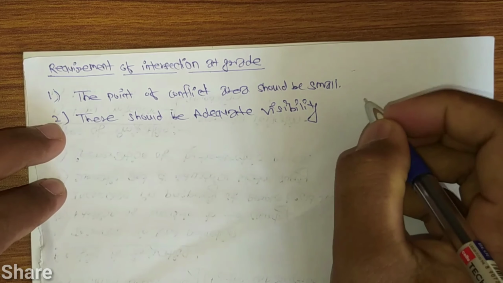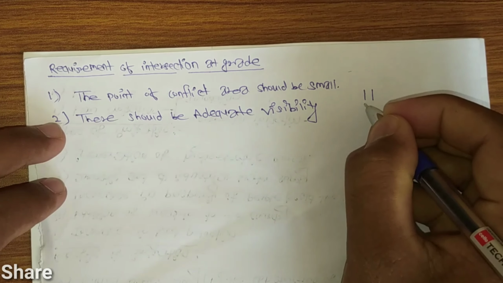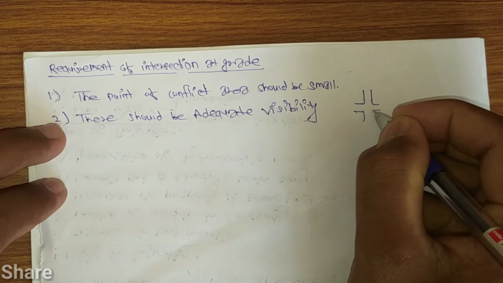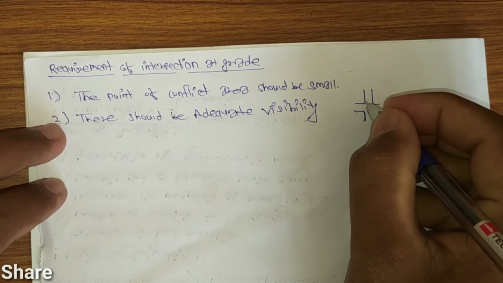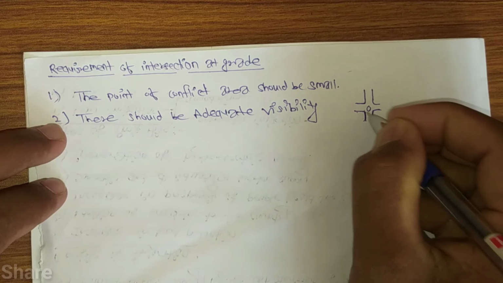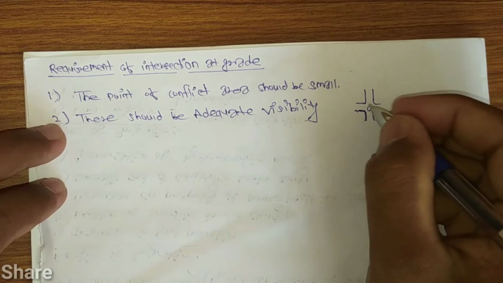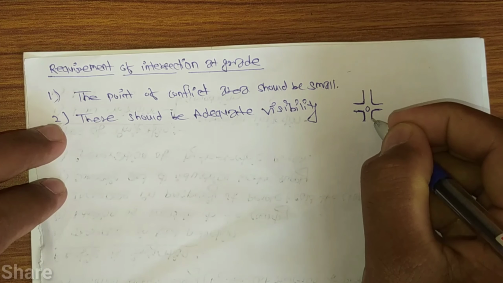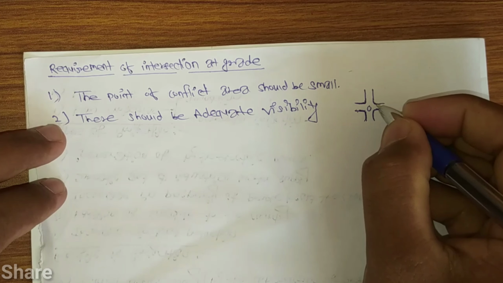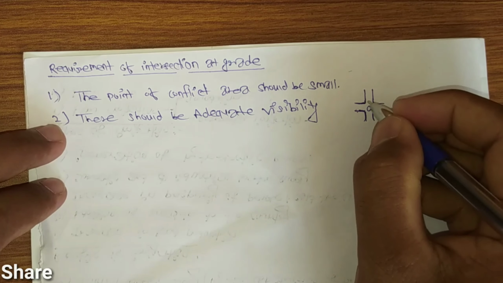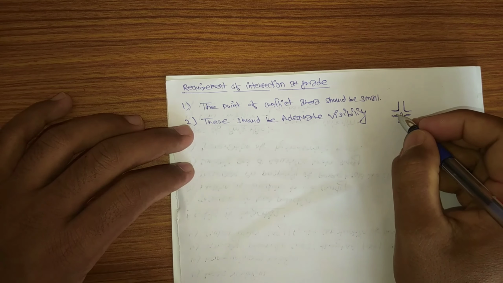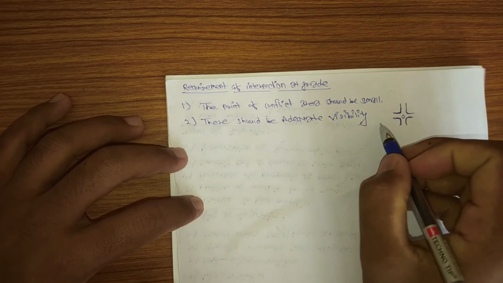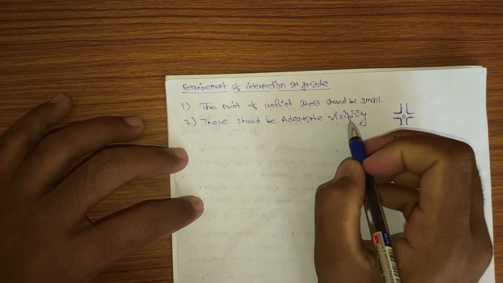It means in the intersection, suppose this is the intersection. There should be proper light in the intersection design so that the vehicles can easily move, and this curve should not be rectangular, it should be circular so that the vehicles can easily turn by seeing the other vehicles. So that is the point, there should be adequate visibility.